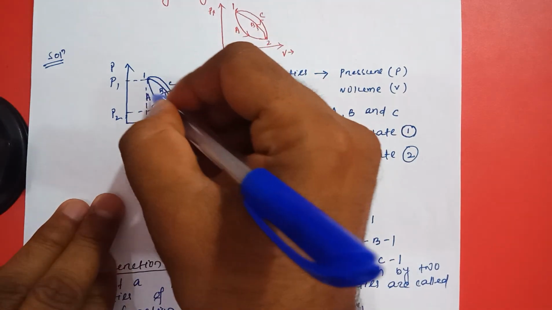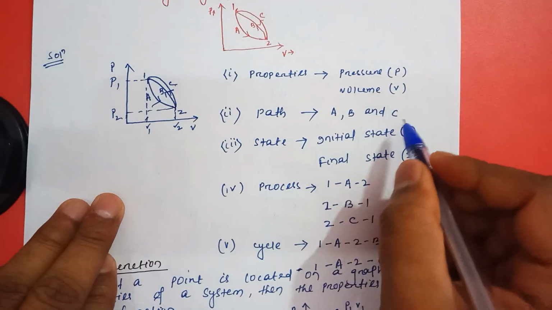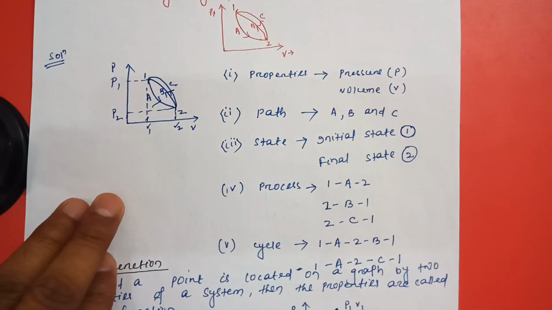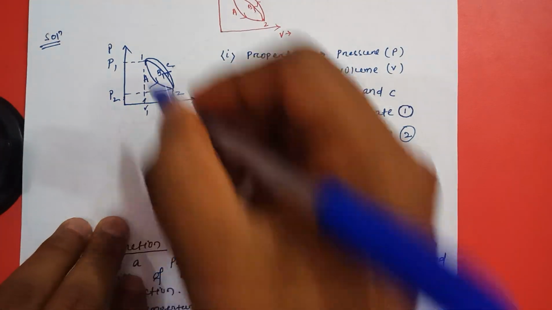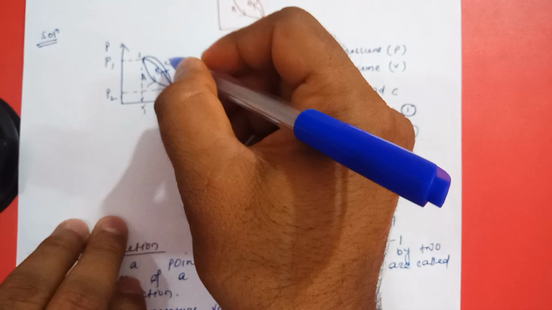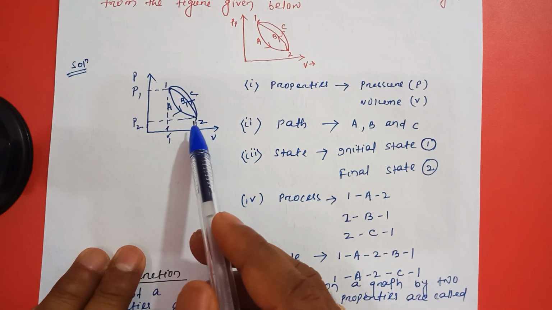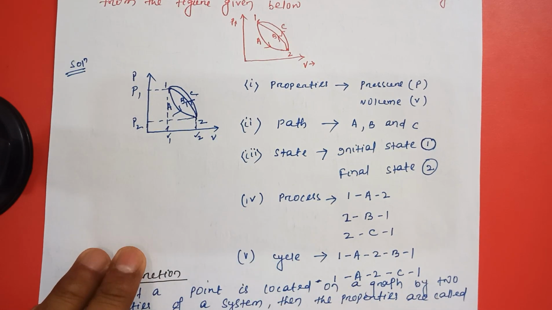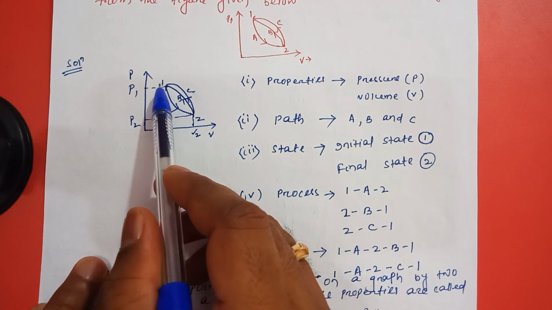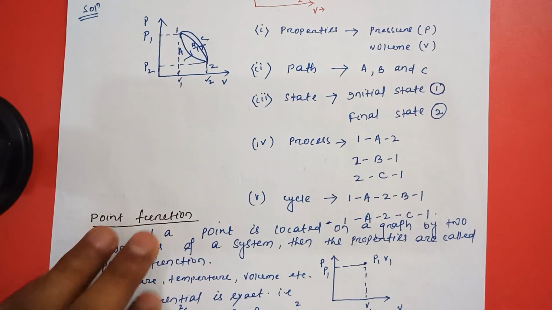What is path? Path is 1 to 2, meaning A, B, C. That is your path. What is state? State: initial state is 1, final state is 2. Then what is process? Process is 1A2, 2B1, 2C1. That is known as your process. What is cycle? Cycle is 1A2B1, one cycle. 1A2C1 is the second cycle.